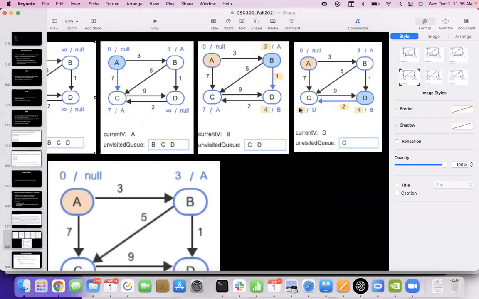Not only the better number, but also where we came from to achieve that better value. We just came from D rather than whatever it originally was.